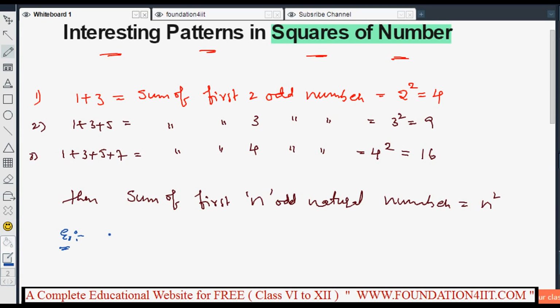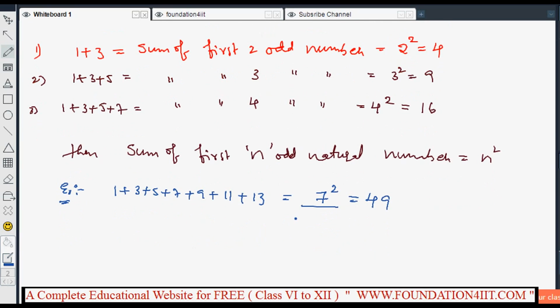Now for example, 1 plus 3 plus 5 plus 7 plus 9 plus 11 plus 13 is equal to dash. No need to add. Just see how many odd natural numbers there are: 1, 2, 3, 4, 5, 6, 7. That is nothing but 7 square. Even if you add all of them, you'll get 49. So the sum of the first n odd natural numbers is n square. This is one of the patterns. Now we'll see one more.